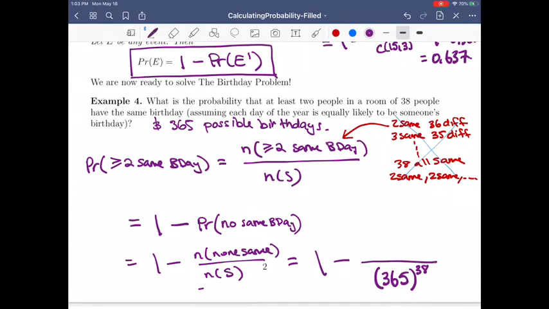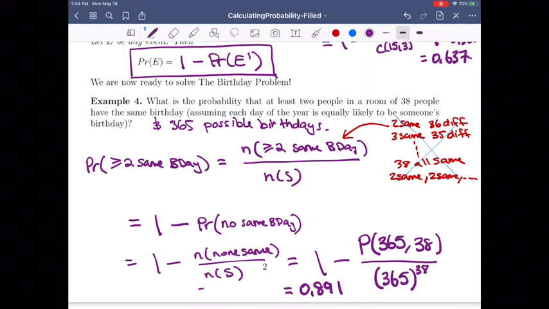So the numerator, now I still have 38 people, but I need them to have different birthdays. Okay, so the first person has 365 days. The second person has 364 days. The third person has 363 days, etc., etc. This is like a permutation. So I have 365 permute 38. That's going to guarantee that I get 38 different birthdays, and the order matters because they're going to different people. Okay, so if you compute that, you should get 0.891.